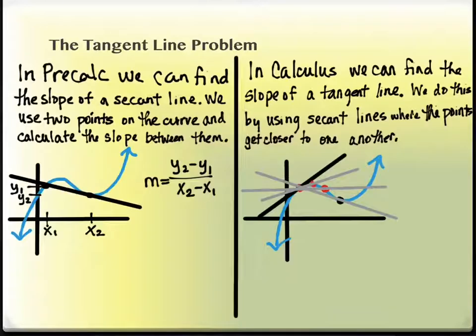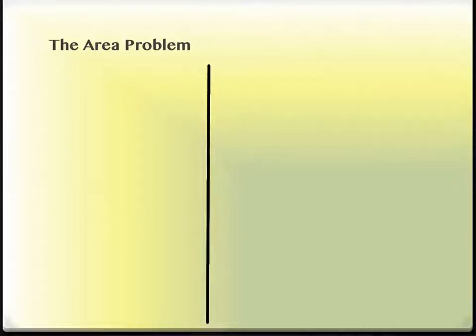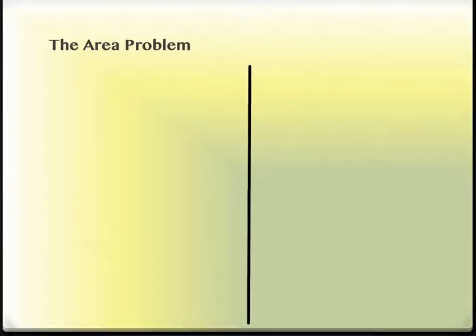So this first example is related to the concept of derivative, for those of you who have heard of that before. And if you haven't, again, don't worry about it. But that's what this is related to. The second example is related to the concept of antiderivative. So in the area problem, we know we can calculate the area of certain shapes.